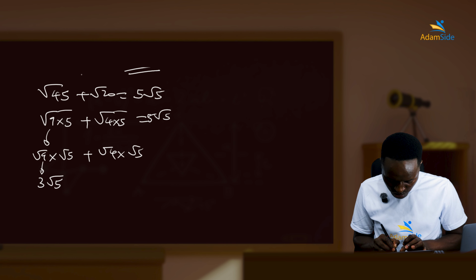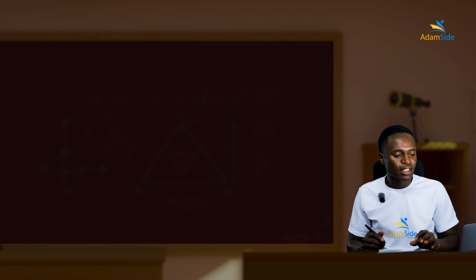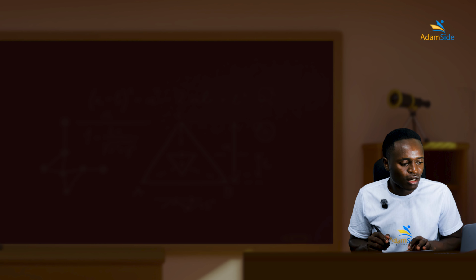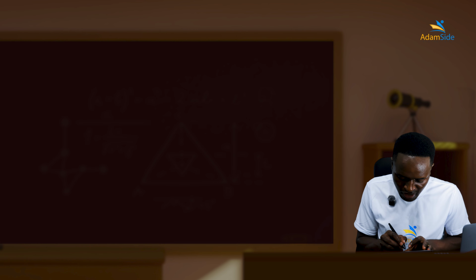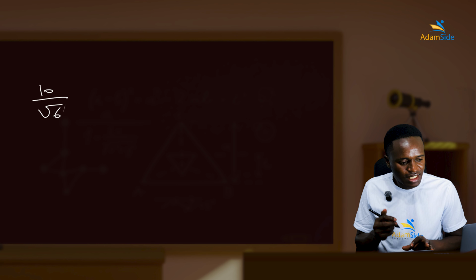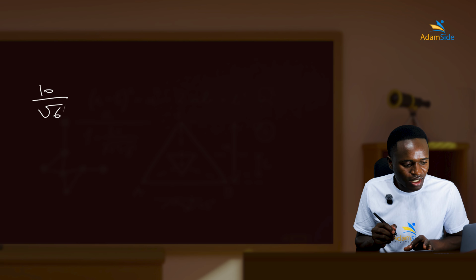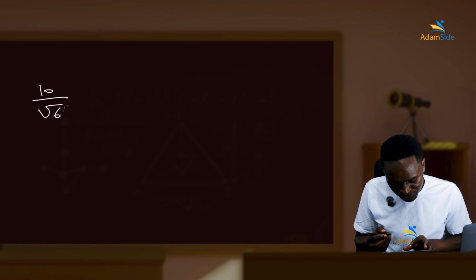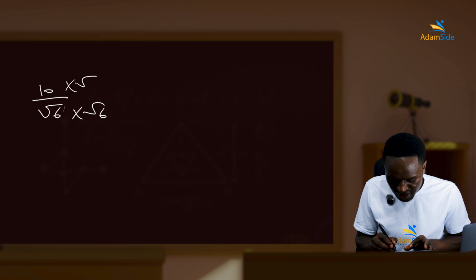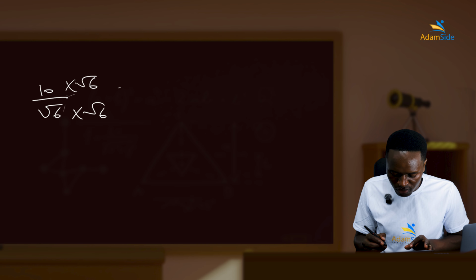Another question that can be asked in the IGCSE exam: rationalize the denominator of 10 over root 6. So we need to rationalize the denominator of 10 over root 6. Give your answer in simplest form. This is easy. Multiply by root 6 on the denominator and root 6 on the numerator.